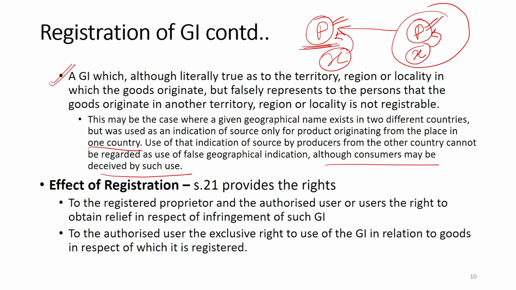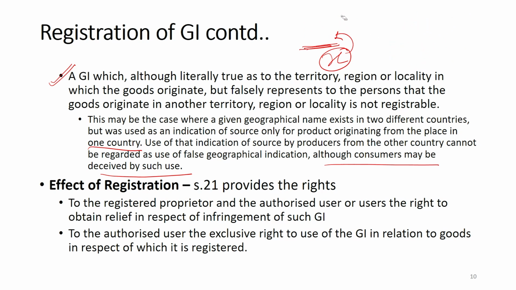So, section 9 gives me instances or grounds for refusing registration of a geographical indication in India. And once the geographical indication is registered, section 21 tells me the effect of registration. The effect of registration is the rights which we acquire.